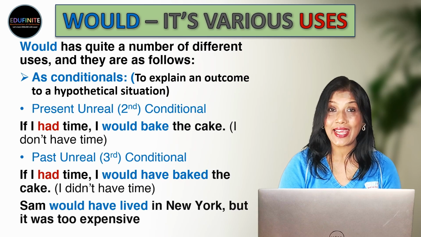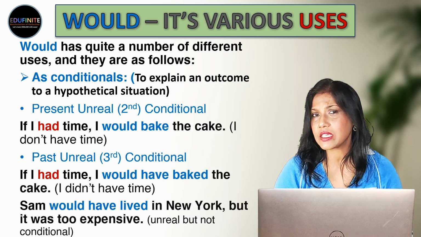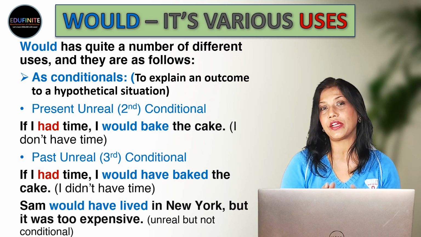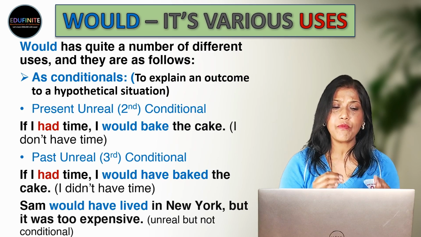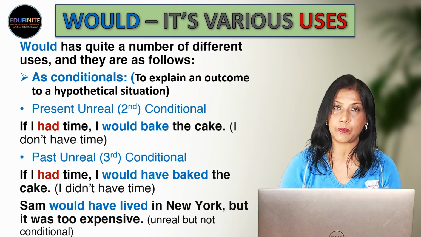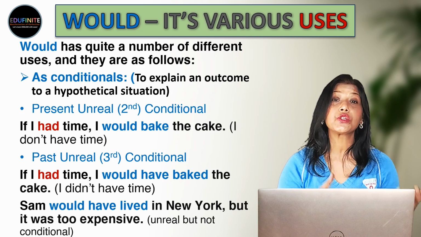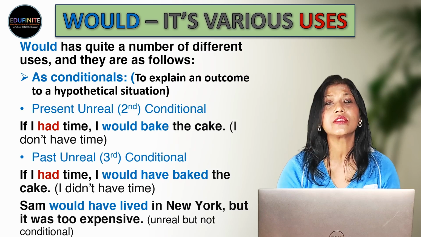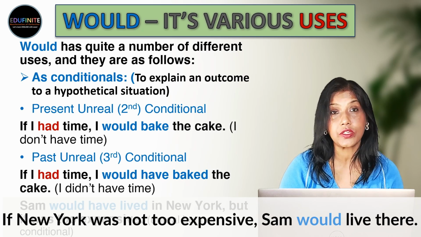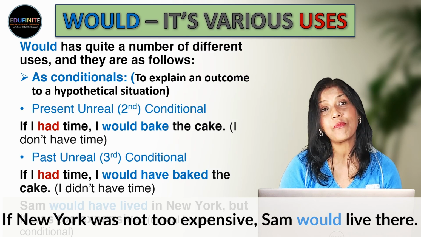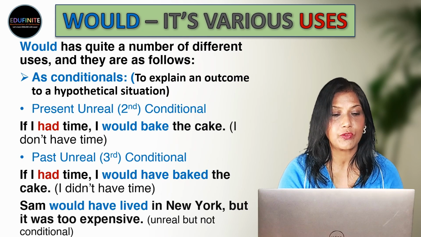Okay, now the next sentence: Sam would have lived in New York, but it was too expensive. Now, this is not a conditional sentence. It's unreal but not conditional. Why? Because there is no if. We have said Sam would have lived in New York, but it was too expensive. That means Sam is not living in New York since it's too expensive. Now, we can turn this sentence into a conditional sentence if we say, if New York was not too expensive, Sam would live there. Then it becomes a conditional sentence.